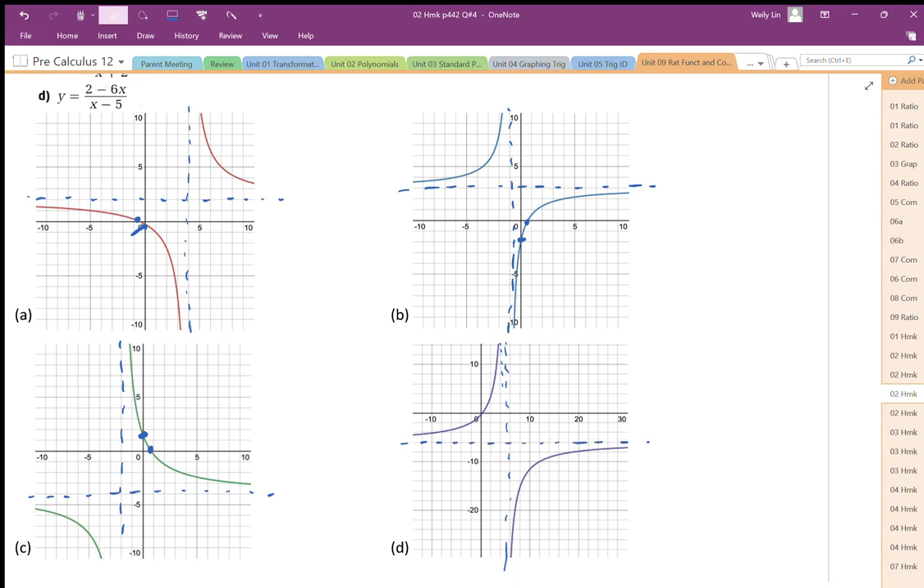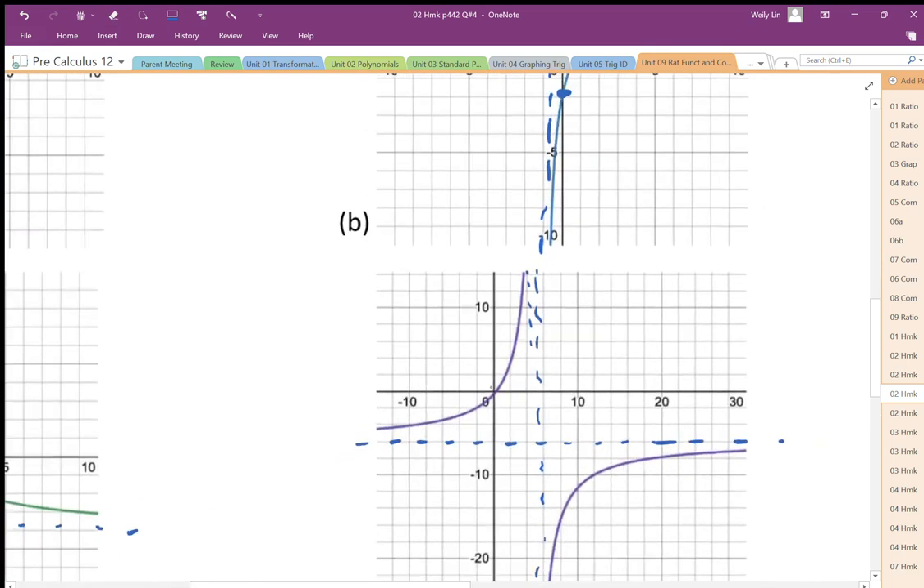When we substitute 0 into our function to get the y-intercept, we get 2 over negative 5, so negative 2/5 is our y-intercept. And then solving for the zero of the numerator, we end up with positive 1/3. I have to zoom in a little bit, but positive 1/3 represents the x-intercept.